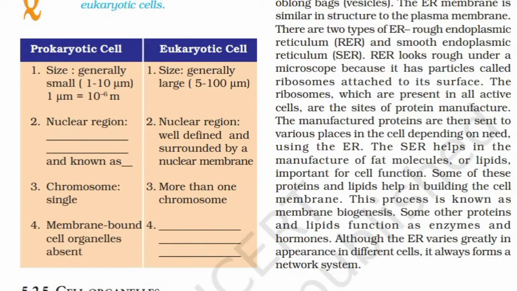So in the ribosomes, proteins are manufactured and then they are sent to various places within the cell depending on the need. Wherever it is needed, it is sent. Using the ER, the SER helps in the manufacture of fat molecules or lipids important for cell function. Now we saw protein is manufactured in the RER. Now SER, smooth endoplasmic reticulum: here what is manufactured? Fat molecules or lipids, which are important for cell function.